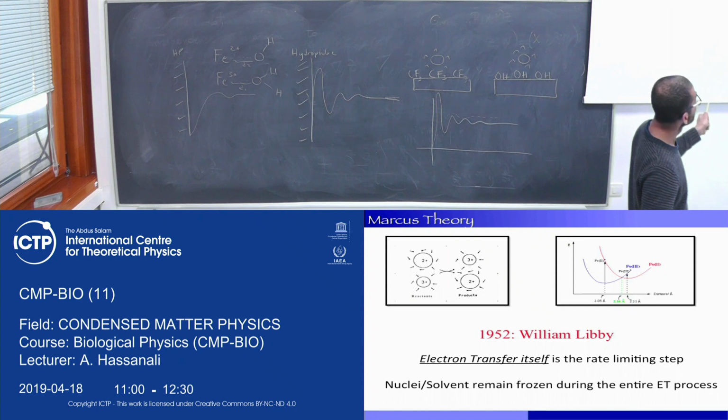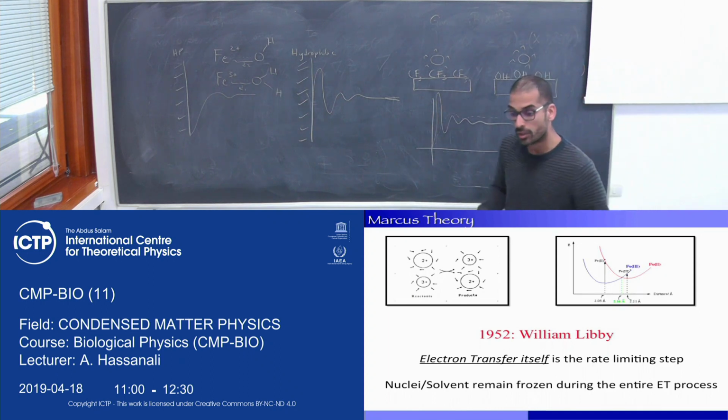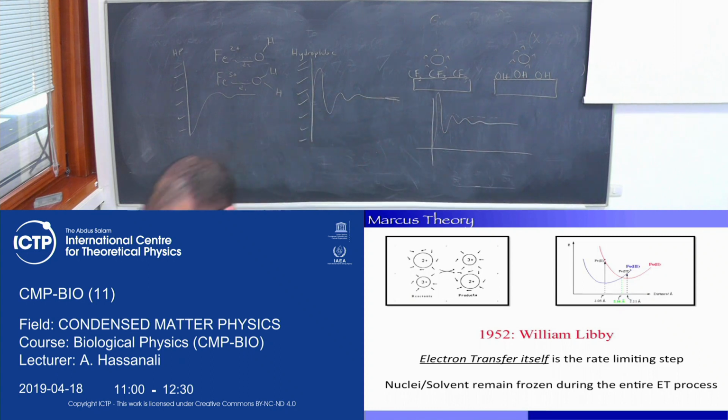Libby says, I cannot move along this coordinate. So the only way to do it is excitation. You have to absorb a photon. But the reaction only takes place in the dark. So if this happens in the dark, where does this energy come from? Rudy Marcus was the first person to realize this inconsistency. So he said there's something wrong with this concept.